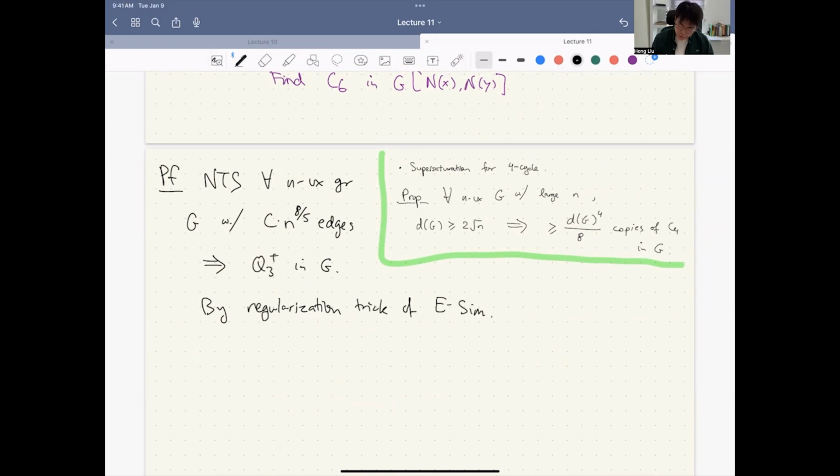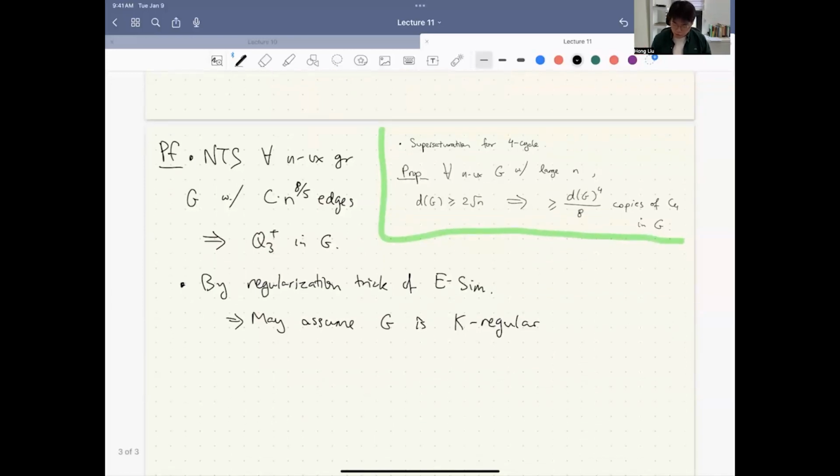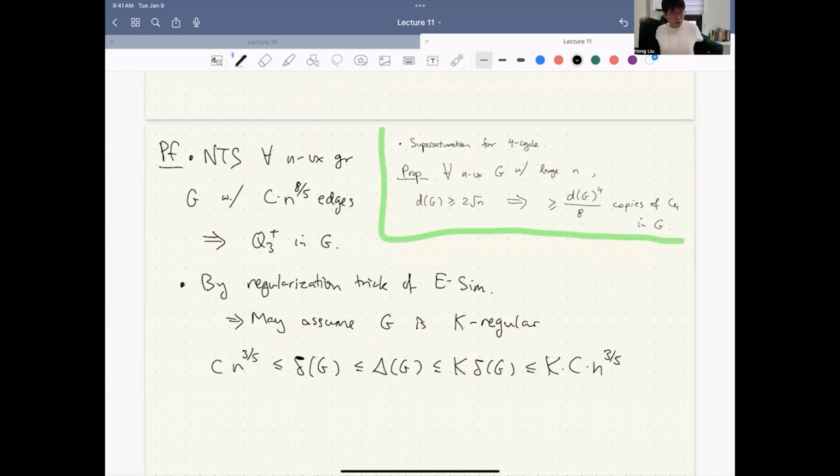We may assume G is K-regular, meaning that the maximum and minimum degree differ by a factor of K. So that means the minimum degree is bigger than, let's say, C times n to the 3/5. There might be some constant factor off, doesn't really matter. So K times delta of G is less than K times C times n to the 3/5. Good. So we have good control on the degree.